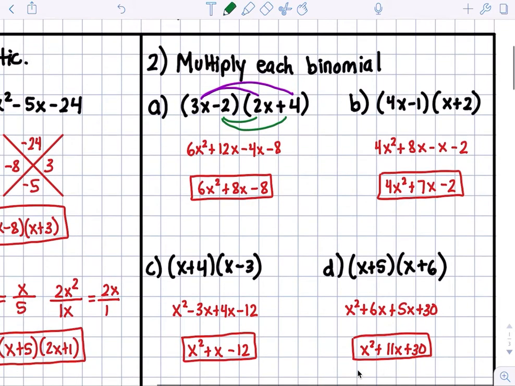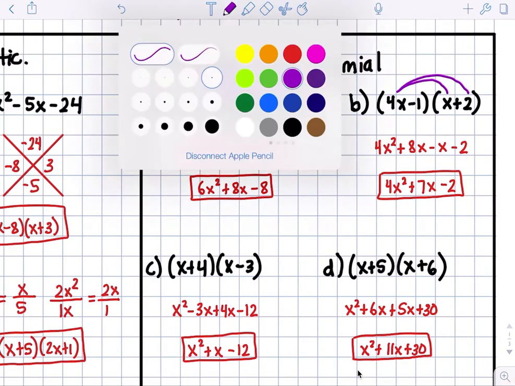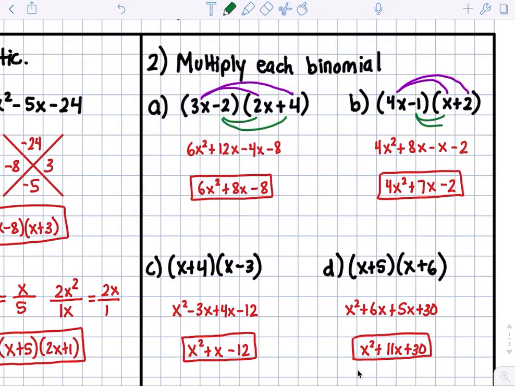This one, same thing. So you guys distribute this to there, this to there, and this to there, and this to there. So 4x times x is 4x squared. 4x times 2 is 8x. Negative 1 times x is negative x. And negative 1 times 2 is negative 2. Then you guys just combine the two middle terms, so you're going to get 4x squared plus 7x minus 2.